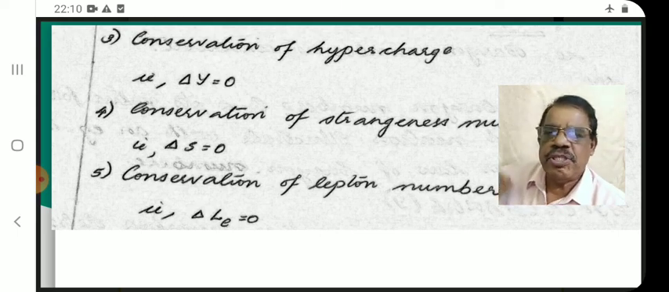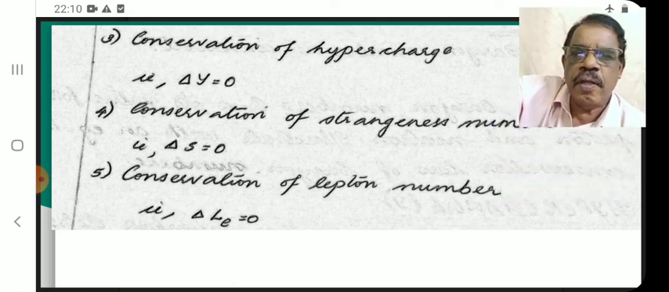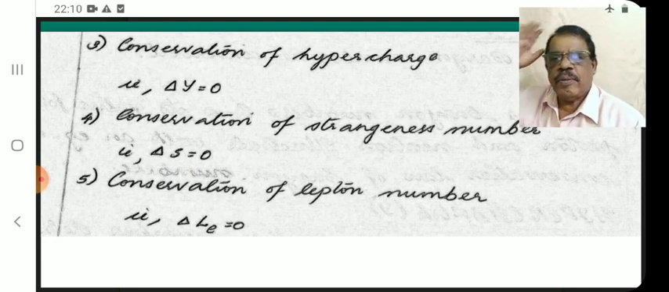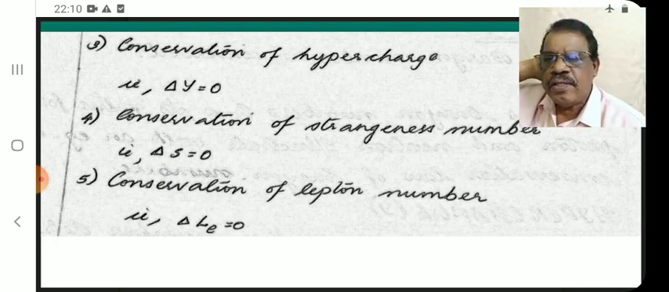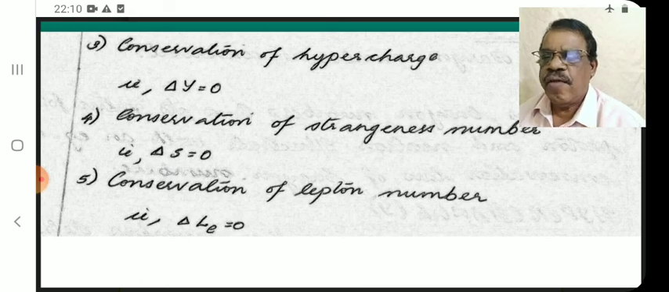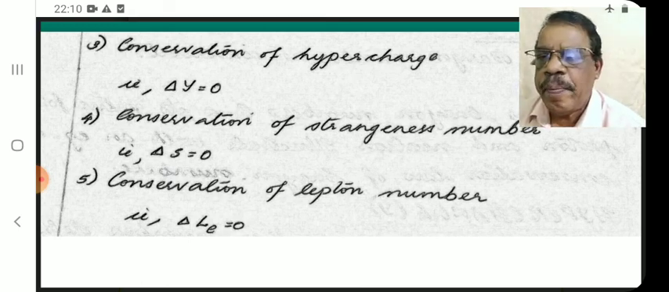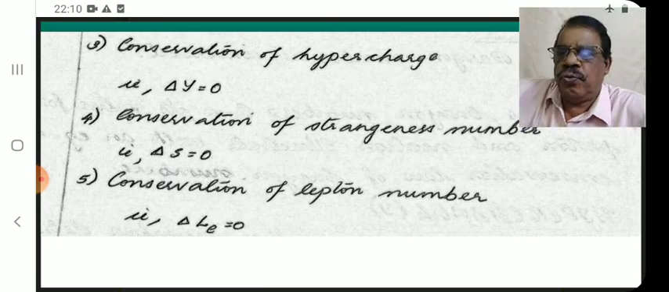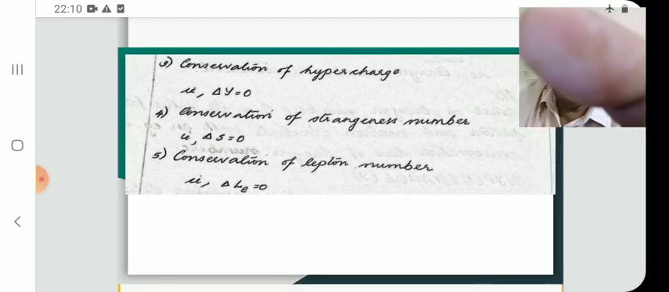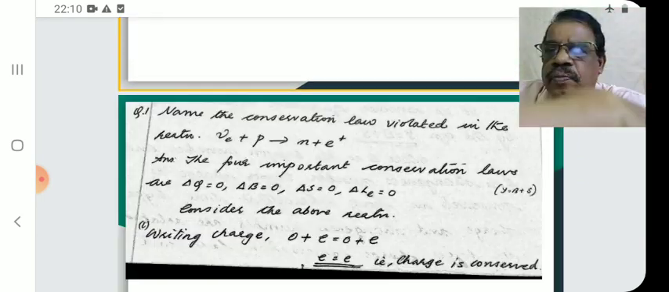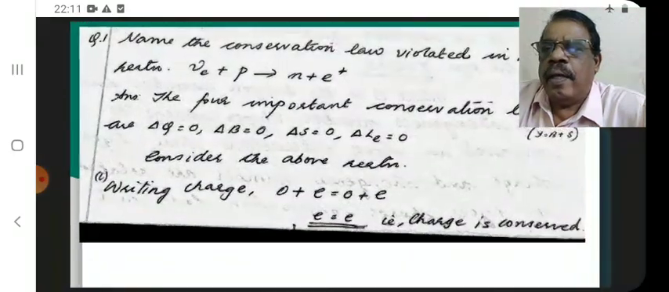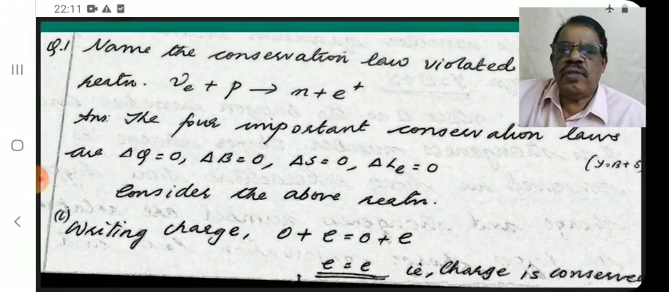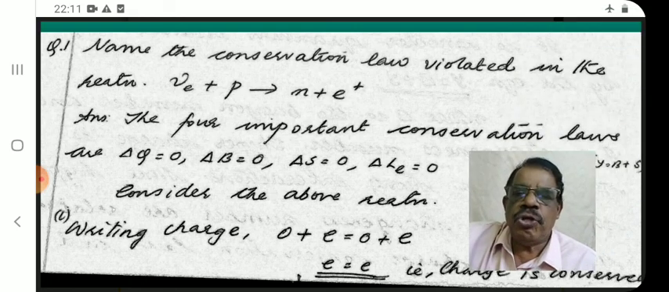Number 4, conservation of strangeness number. Strangeness number we separately study. Conservation of strangeness number, that is delta S equal to 0. Similarly, fifth law, conservation of lepton number, electron-lepton number, that is delta L_e is equal to 0. That is the fifth law, the lepton number conservation. So 5 conservation laws we have written, and these laws are to be satisfied in order for a nuclear interaction to happen.